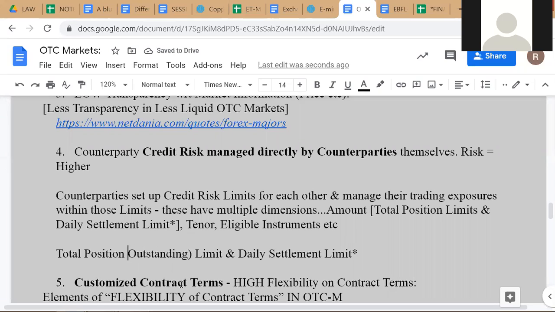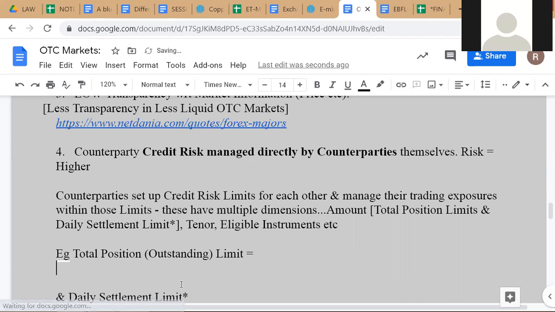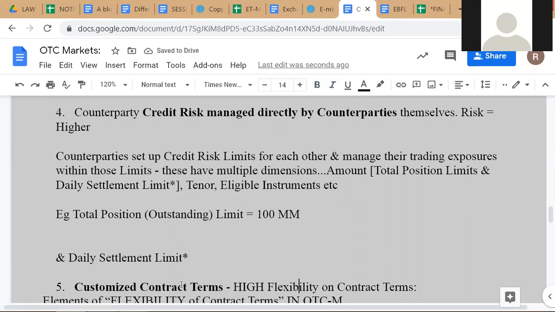Outstanding doesn't mean exceptional here. It means how much is open, and not closed out. Total position. So let's give an example. This may be, let's say, 100 million. In the foreign exchange terminology, we say this could be for any kind of asset class.